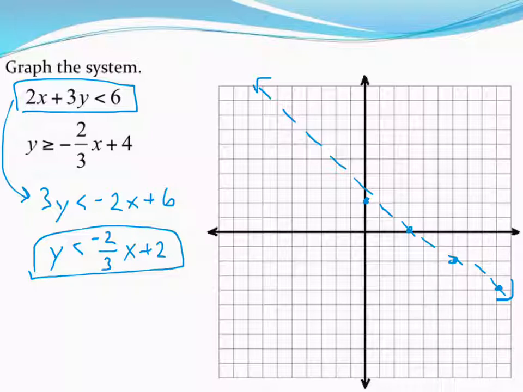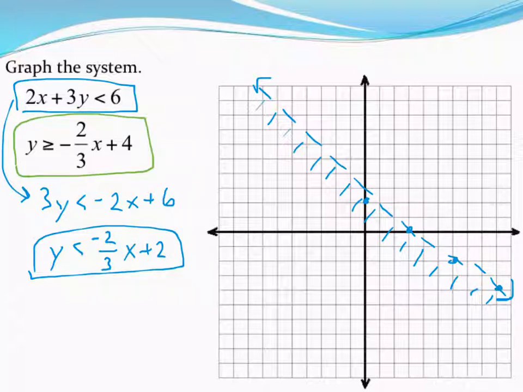And then I want to shade everywhere below this line. I want to be less than. So I'm going to shade very lightly everywhere underneath that line, or just do these little marks if you don't want to make it too messy. Okay, switch colors at this point. I'll do green. The second equation, or inequality, is already in slope-intercept form.